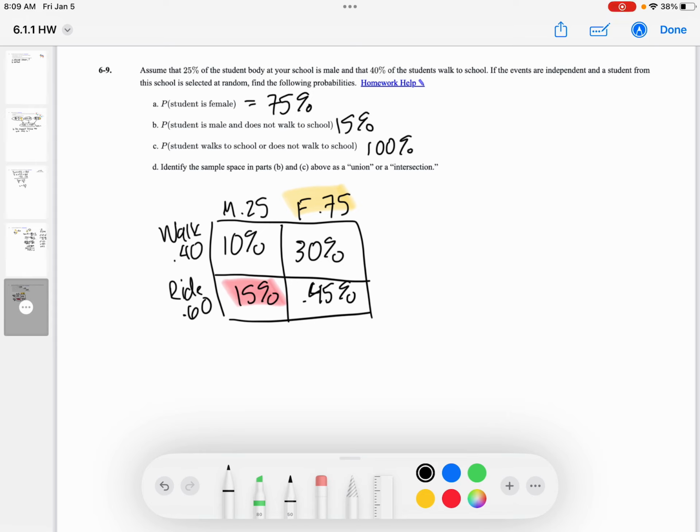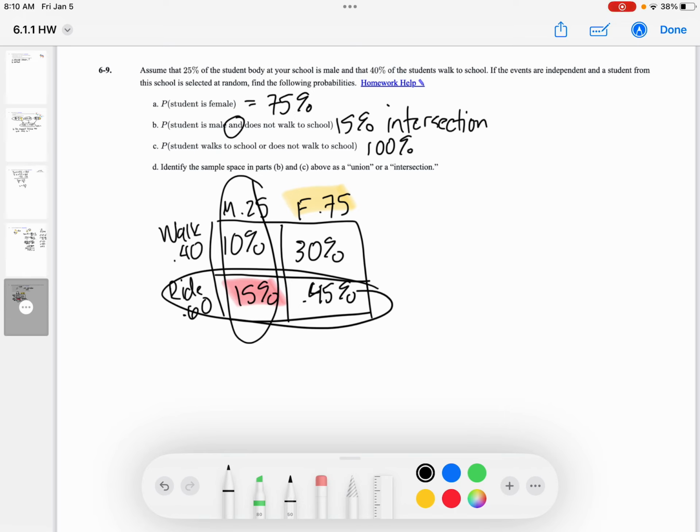Okay. All right. Identify the sample space in part B and C as a union or intersection. Okay. Part B, a student is male and does not walk to school. That is an intersection, right? We're looking at the intersection of this column and this row that gave us 15%. So B is an intersection. And we can also tell because of this word here, and. And tells us that it's an intersection.